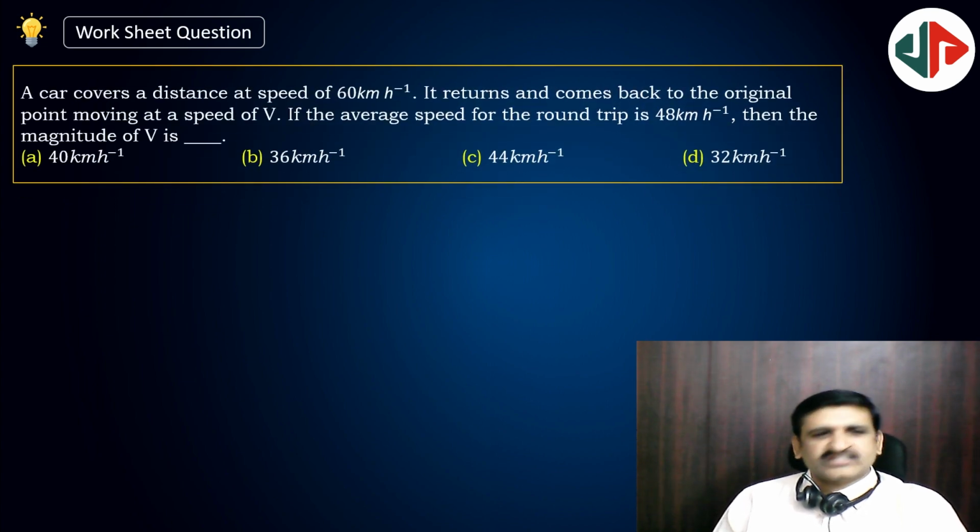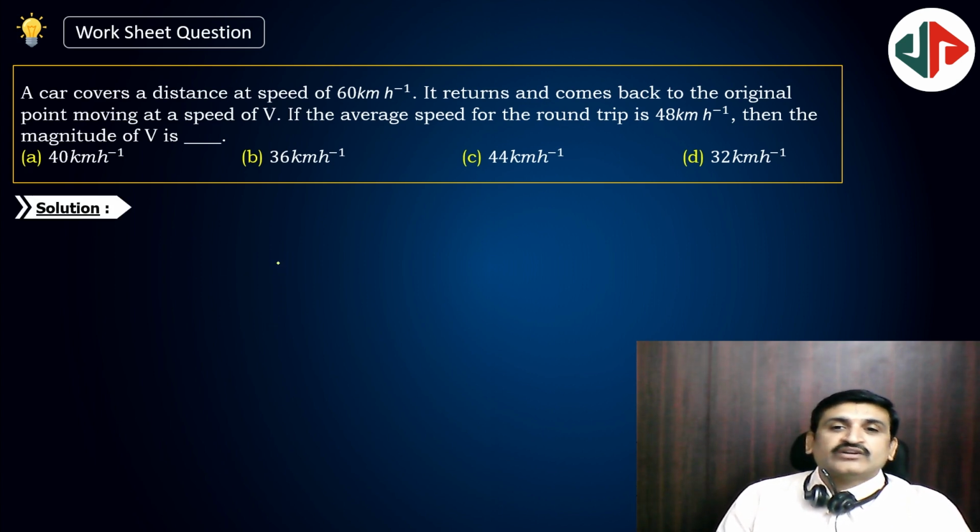A car covers a distance at a speed of 60 kilometers per hour and returns to the original point moving with a speed v. The average speed is 48.